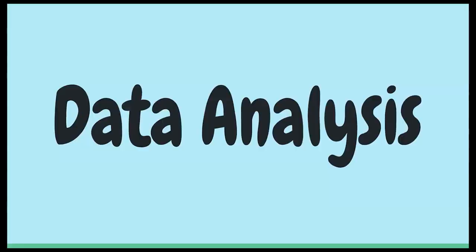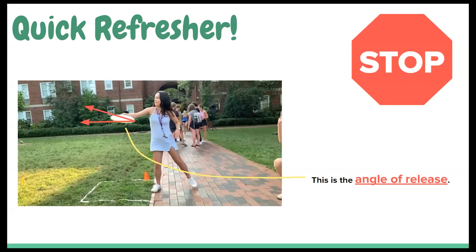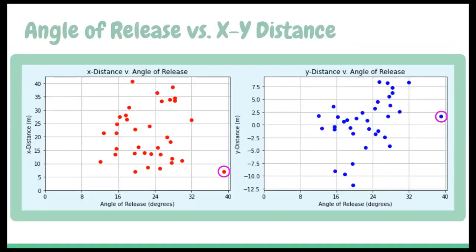So the next big step was to analyze the data that we collected from all the trials. First we're gonna refresh you on what these variables actually are. So again, angle of release here is tilting up and down. And what we did was we took the angle of release and compared it to both the X and Y distance separately to see where we might start finding some correlation. These circled dots are from the same throw. They're both at about 38 degrees of angle of release. For the X distance, you can see it landed roughly 7 meters away from the origin. And the Y distance was about 1 meter away from the center line.